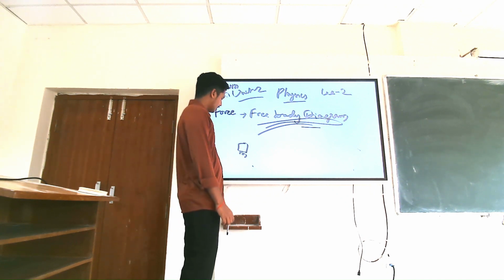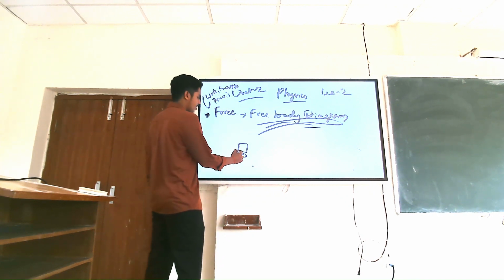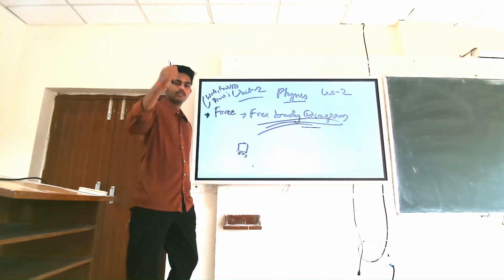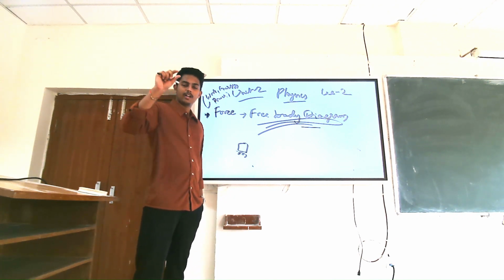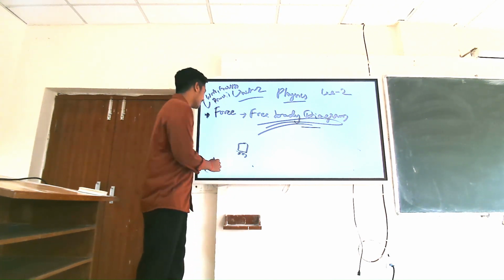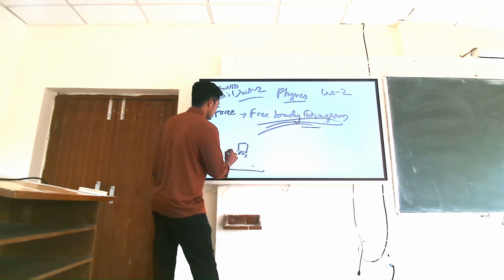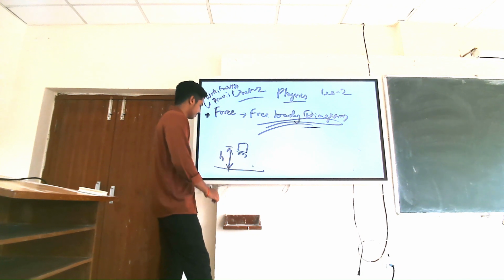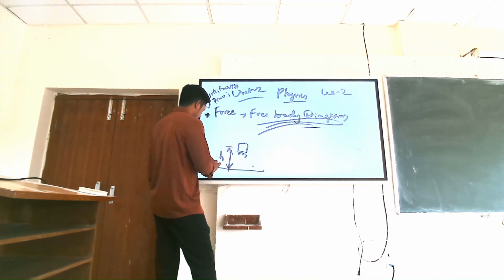Let's say there is an object of mass m. Let's say it is in the air. How can it be in the air? Means we are throwing it or something. For instance, it is at a height h from the ground. This is the surface, or ground.